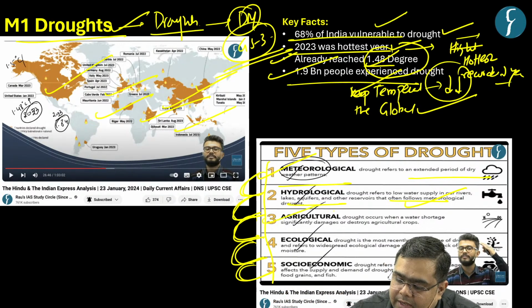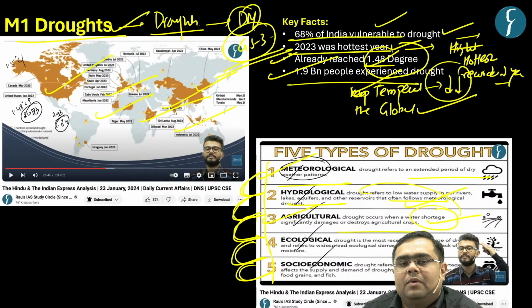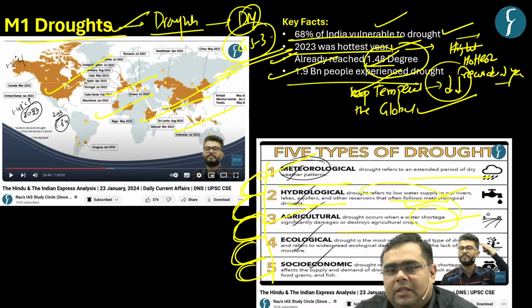Then there is agricultural drought. Agricultural drought occurs when the water shortage that is happening because of hydrological drought creates a problem for the farmers, because they are not able to feed water to their crops. Then ultimately it leads to ecological drought. Ecological drought means that the overall ecosystem is affected because of the deficit of water in the environment.